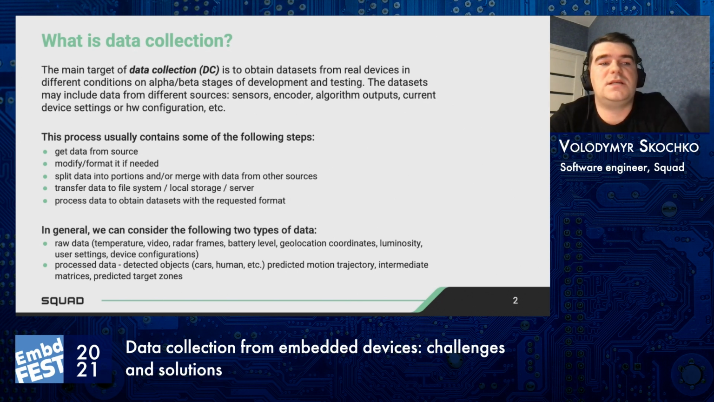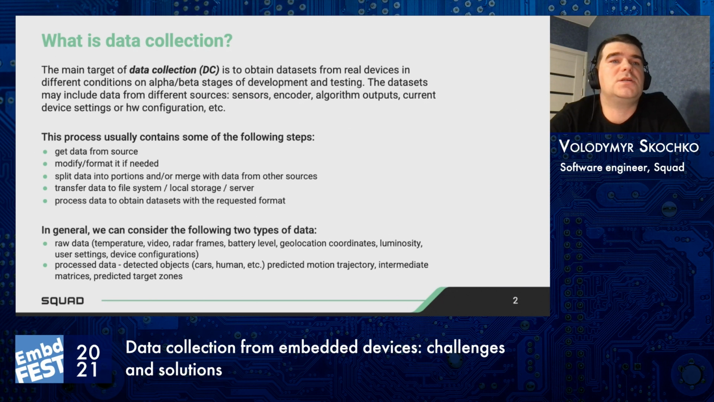Usually this data collection process contains some of the following steps. You get data from some data source. You modify or format this data if needed. Then you split data in portions and merge with data from other sources. And after that, you try to transfer data to some endpoint. You can support different endpoints like file system, some local storage, or even a remote server. And after that, you may process data to obtain data sets in the desired format.